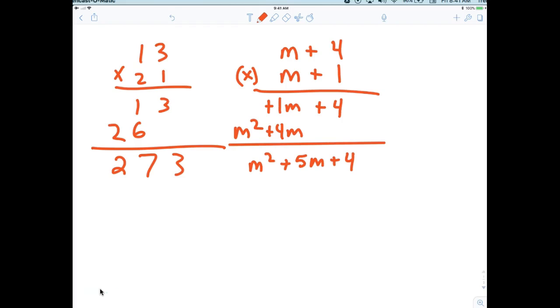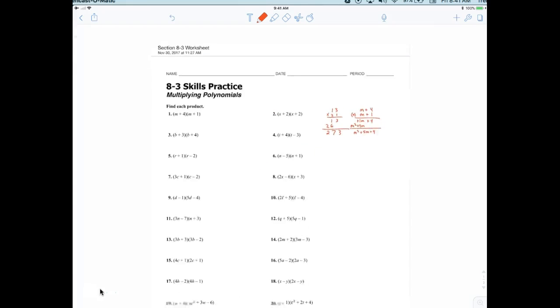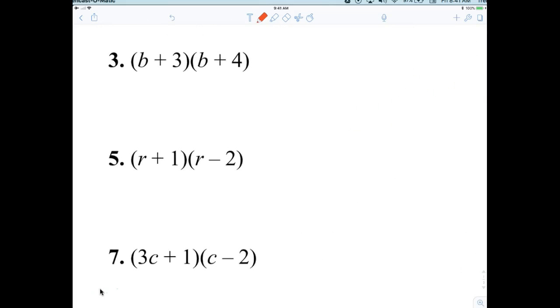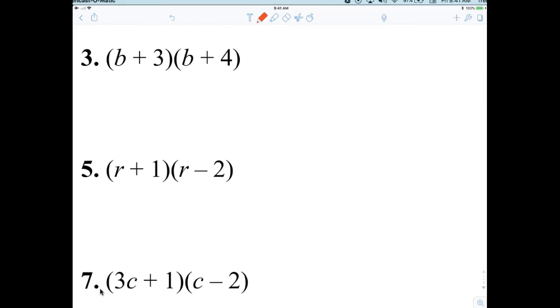That's what you're doing. All right? Now, I know you guys did the distributive property twice, but again, I think right now you should understand that method. All right? That's very helpful when you're starting out because it's what you're used to doing. So now I'm going to jump back over here. We're going to do number 3. Now's your time to do it together. We're going to do B plus 3 times B plus 4.